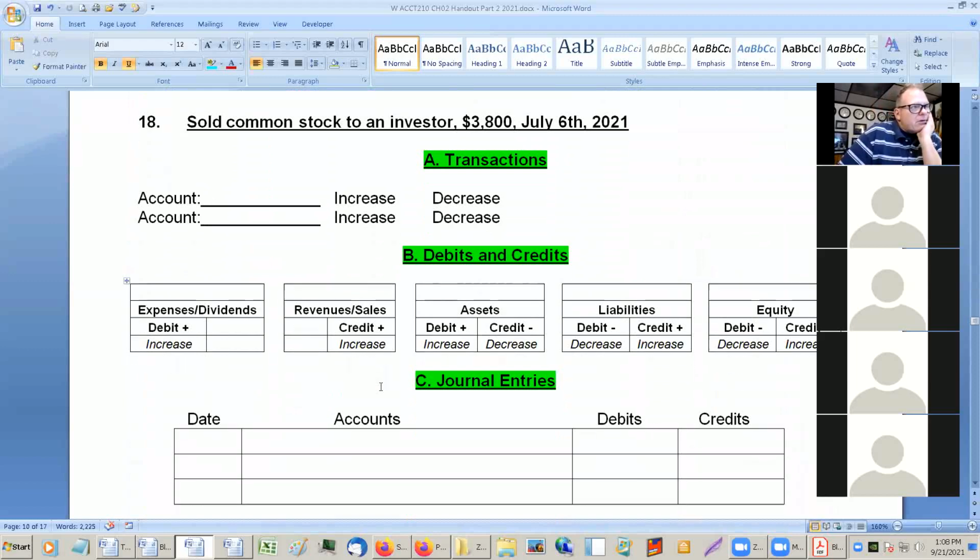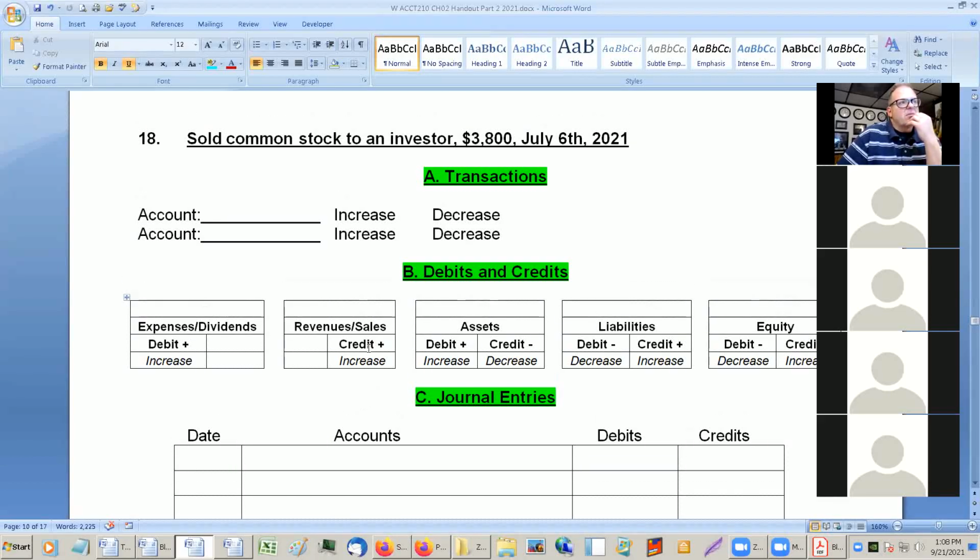Okay. Sold stock to an investor, 3,800. Now it's tempting to say, okay, this is a sale, right? This is a revenue. It's actually not, because you're selling common stock. You're selling your ownership to an investor. So what accounts are we going to have? Cash and equity. Yep, cash, and then the stock account will be the equity.